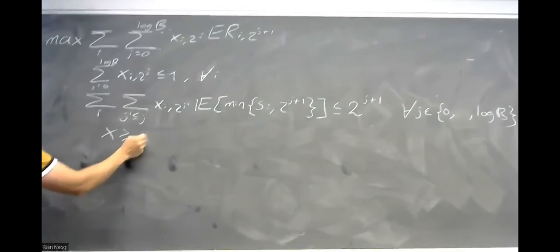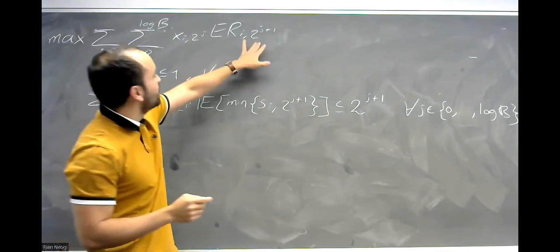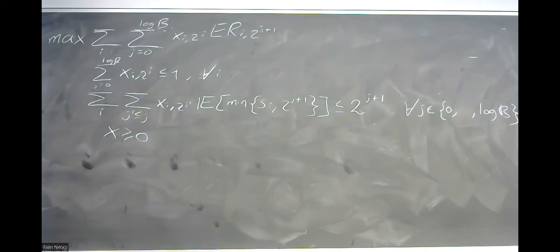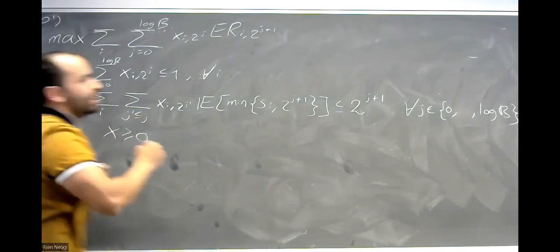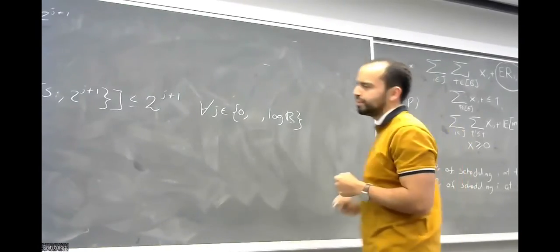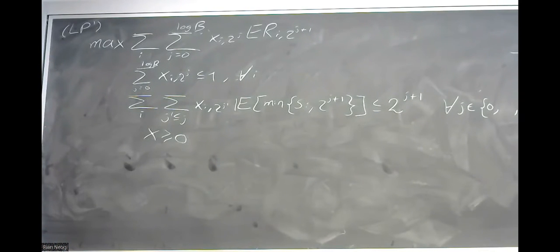Now we have a polynomial number of constraints and variables in the input. Don't worry too much why some of these are j plus one instead of j. Things just work that way. Okay, so let's show that. Let's call this LP prime, and this thing LP. So we have that.